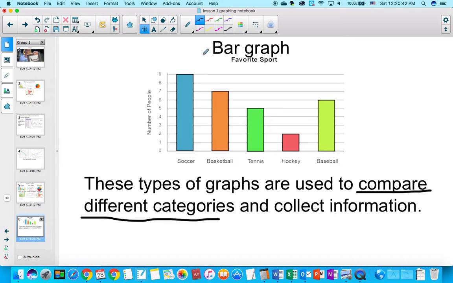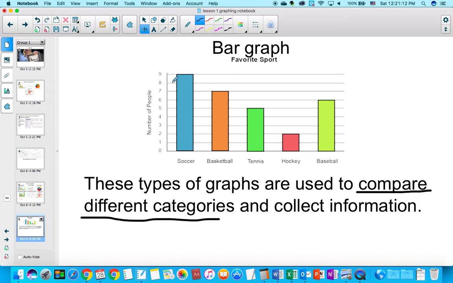So you can see favorite sport. You always have a title on your graph, right? Your title tells you what your graph is trying to convey. If you don't have a title, this could mean number of people who play the sport, or number of people who dislike the sport. So having a title is important because it automatically frames all the information you have here.